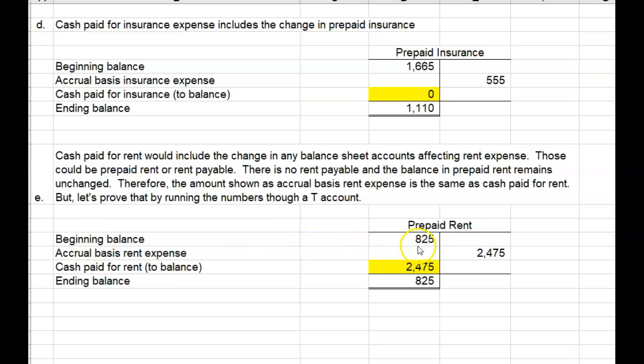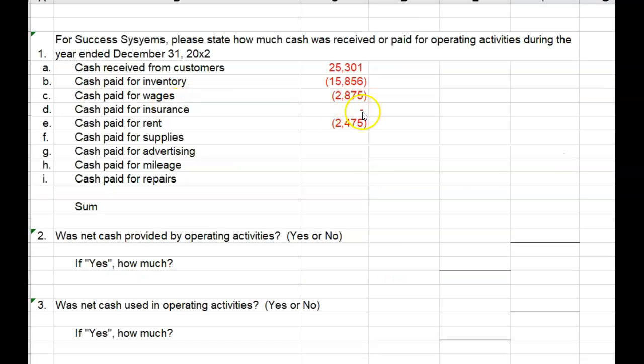The beginning balance of prepaid rent was $825, and our ending balance of prepaid rent is $825. The accrual basis rent expense off the income statement was $2,475. What do we need to get it to balance? That is a debit to the account which represents cash paid for rent. So cash paid for insurance was $0, and cash paid for rent was $2,475.